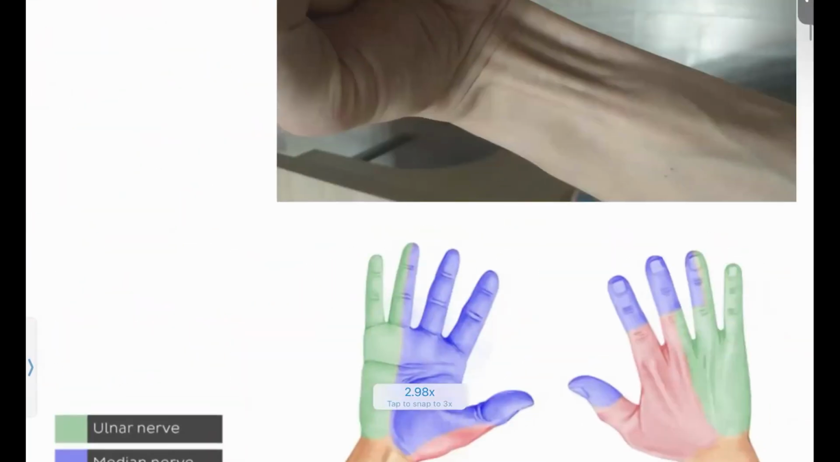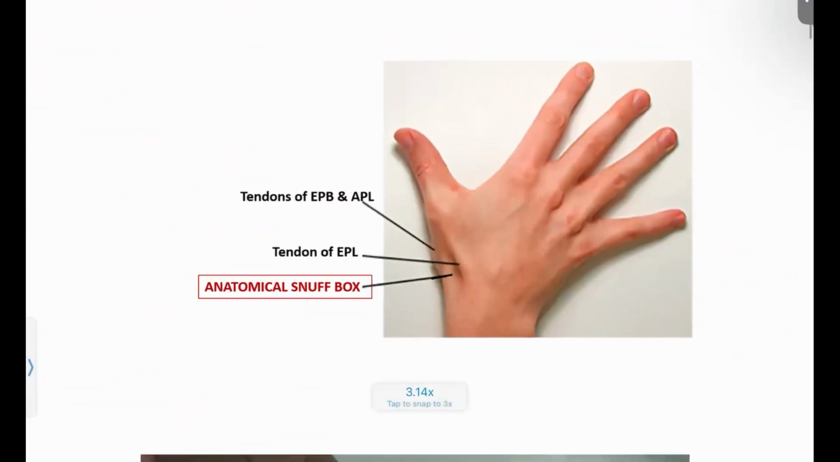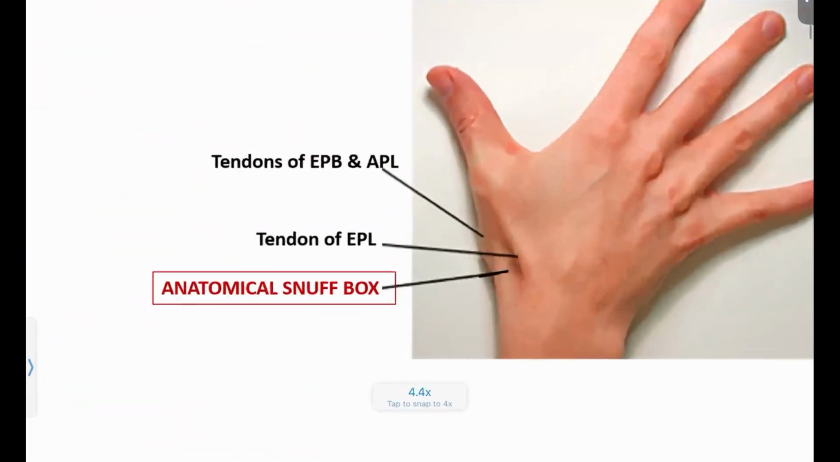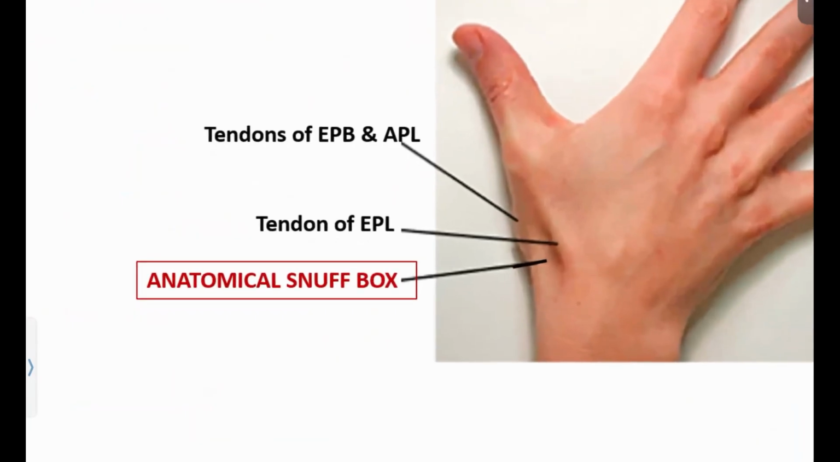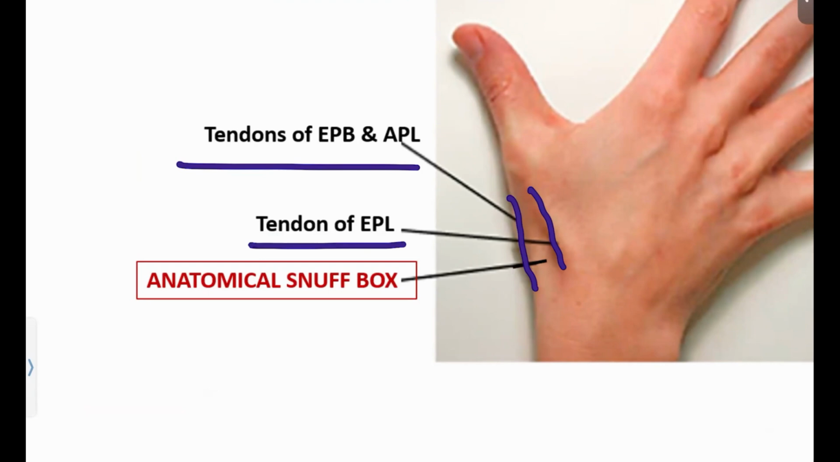Next, another question that was asked previously: the anatomical snuffbox. What are the boundaries of the anatomical snuffbox? The tendons of the brevis and the longus on the lower side, and on the upper side only one tendon, that is the longus. Okay, extensor pollicis longus is your upper side.